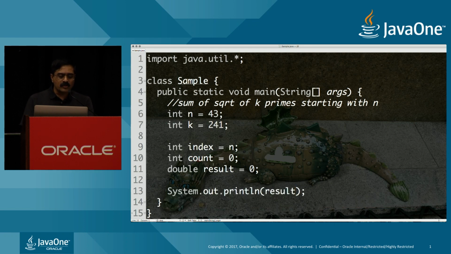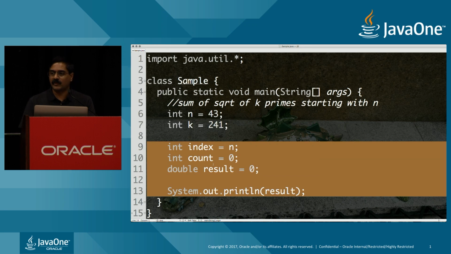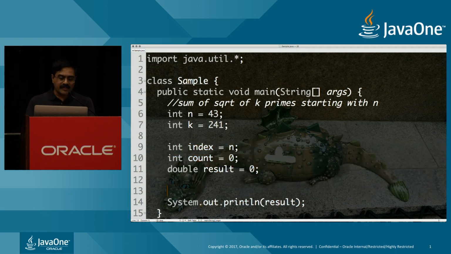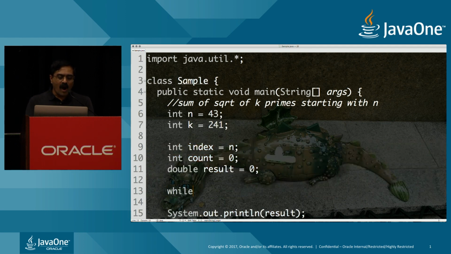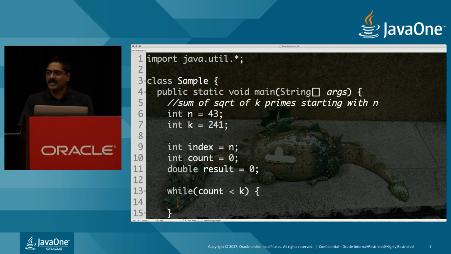But what did we do so far? Absolutely nothing useful. We just created a bunch of garbage variables. Then, of course, what's our next step? We're going to say while count is less than k, and your brain comes to a screeching halt with the question, is it less than or equal to? Do you ever ask that question? Every single time.